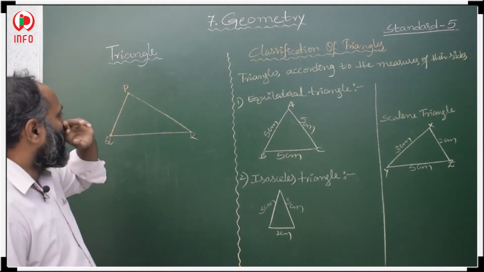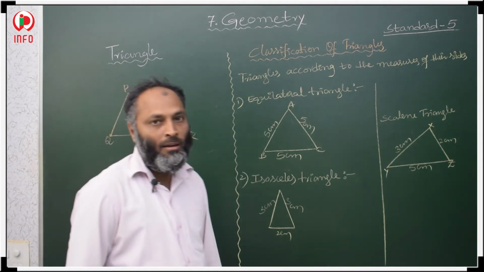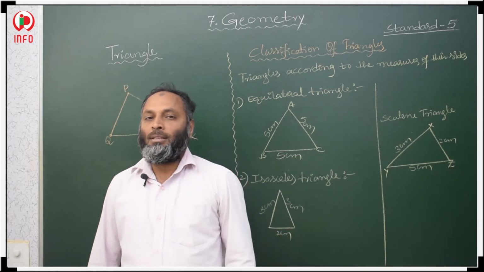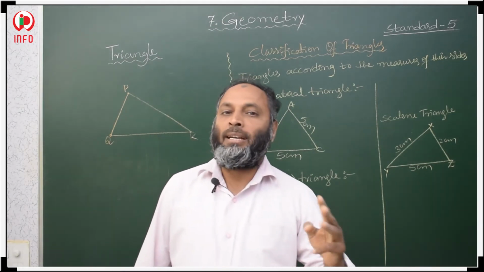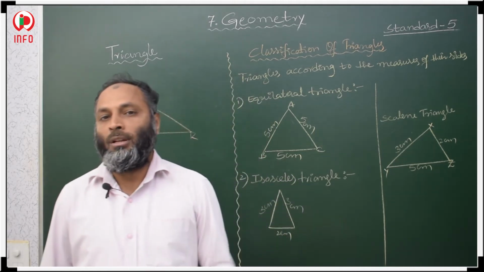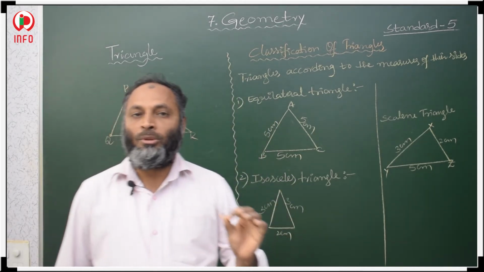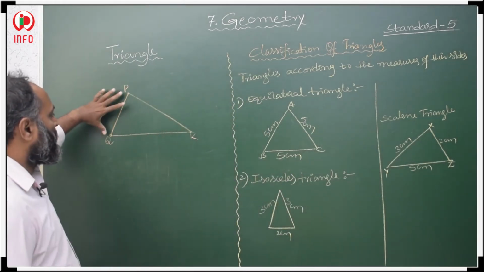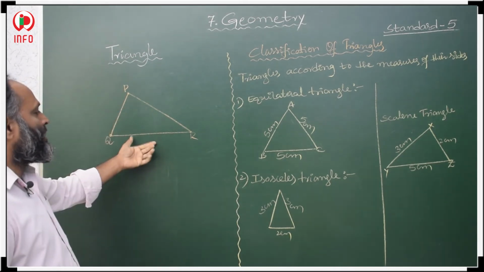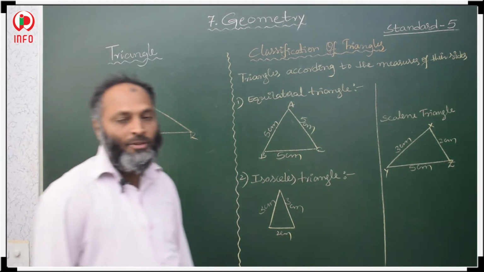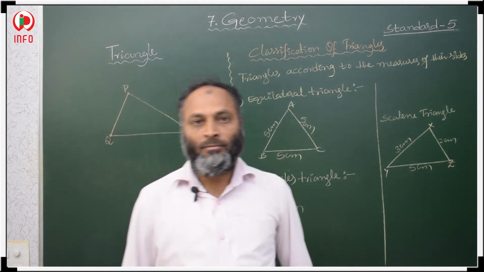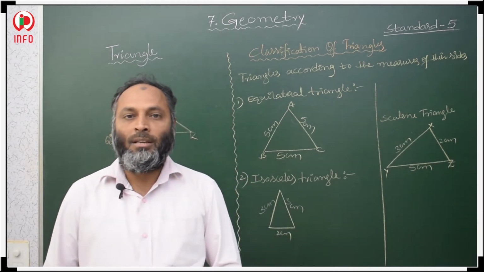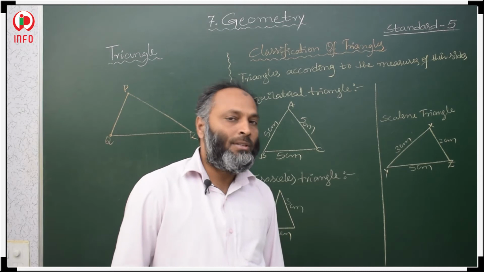Now the next concept, triangle. What is a triangle? A triangle is a polygon. A triangle is a 3-sided closed polygon. A 3-sided closed polygon is called a triangle. Okay. In a triangle we have 3 sides. This is the first side, this is the second side, and this is the third side. In a triangle we have 3 sides, 3 angles, and 3 vertices.